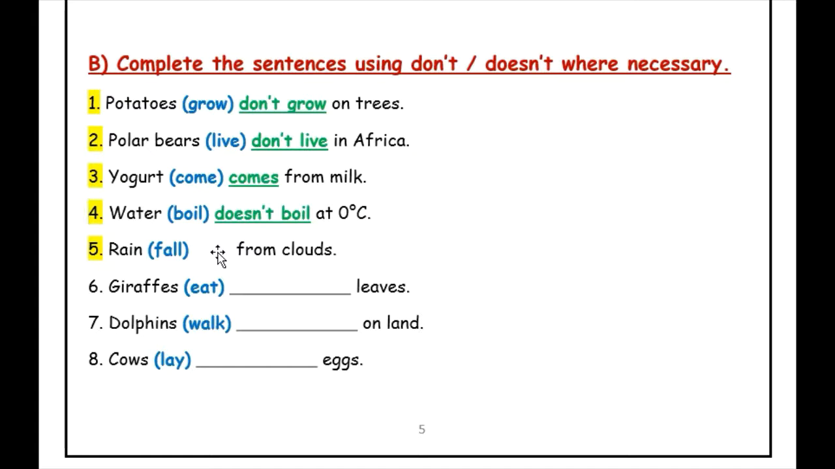Number 5. Rain falls from clouds. Does rain fall from clouds? Excellent. This is a correct sentence, so we say rain falls from clouds.